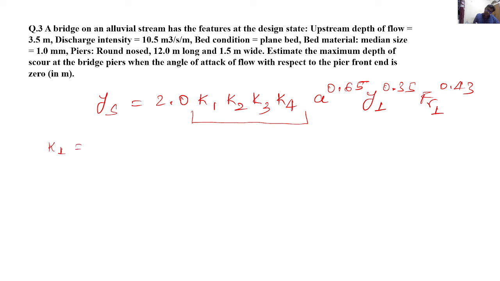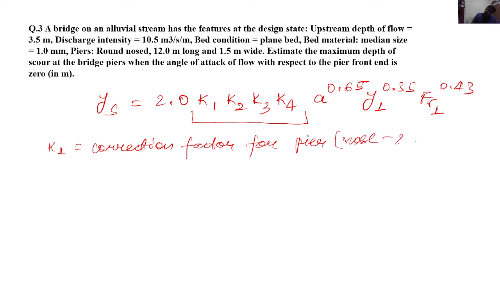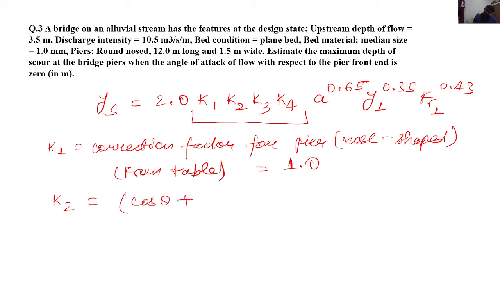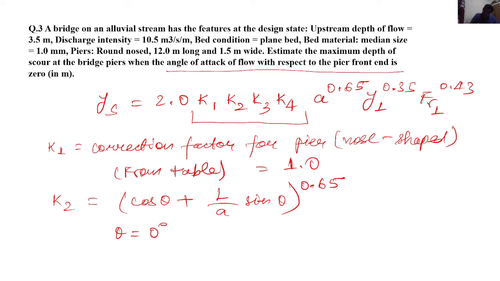So let us see. K1 is the correction factor for the nose shaped pier. From the table given in the video it will be 1.0. K2 is cos theta plus L by A sin theta, to the power 0.65. Already theta is given as 0 degree, since the angle of attack with respect to the pier front end is 0. So sin theta term will be 0, L by A times 0 will be 0, and cos theta is 1. 1 to the power 0.65 is 1. So K2 will be 1.